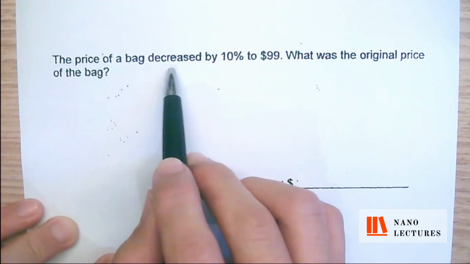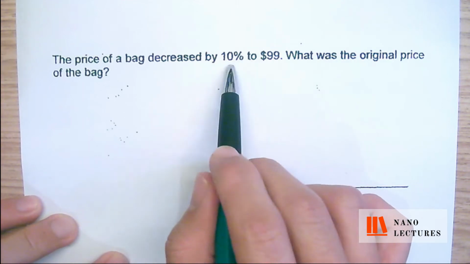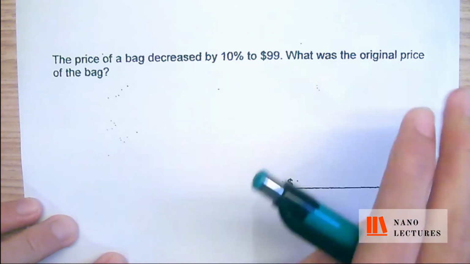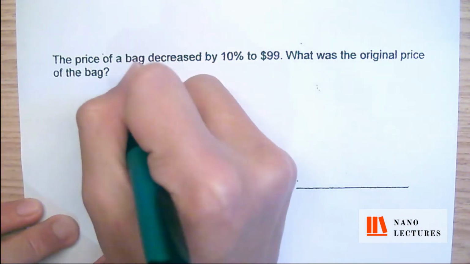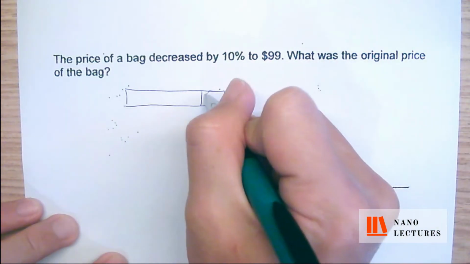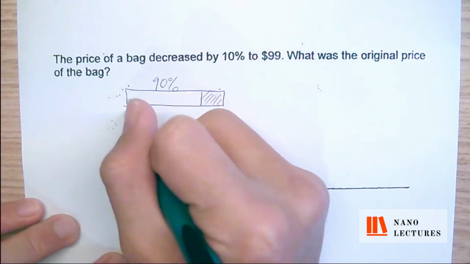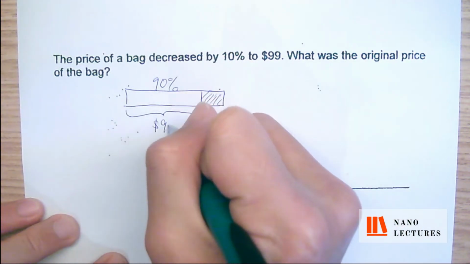Price of a bag decreased by 10% to become what? 90%. Okay, and this 90% is $99. What was the original price of the bag? If this entire thing is the price of the bag, and this is your discount or decrease by 10%, this is your 90%, and this is $99.